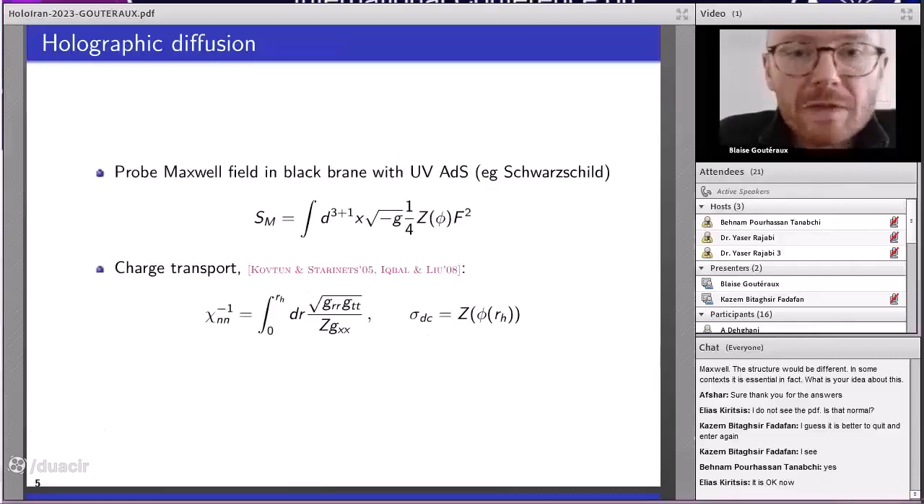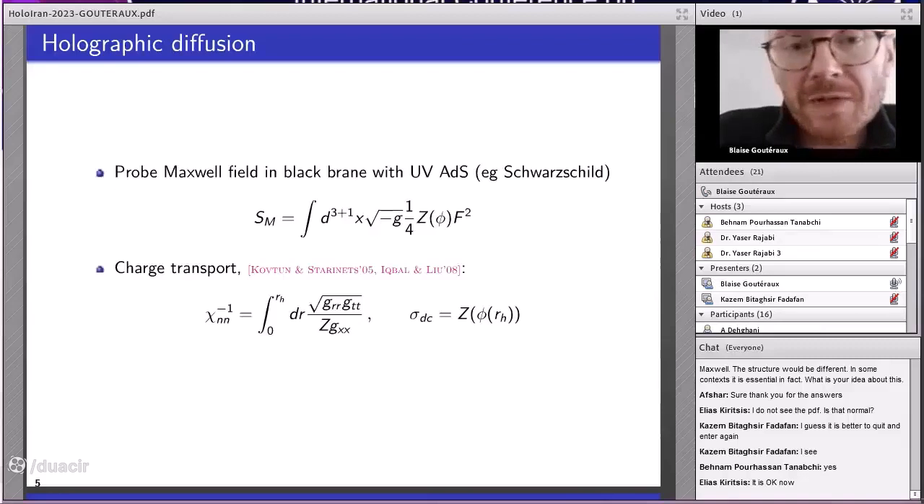This physics is well known, and we can recover it by considering a closed Maxwell field in the background of a black brane with anti-de Sitter asymptotics, such as the Schwarzschild black brane. For simplicity I've written this in 3+1 bulk dimensions, but you could write it in any dimension if you liked. The properties of this holographic state are well known.